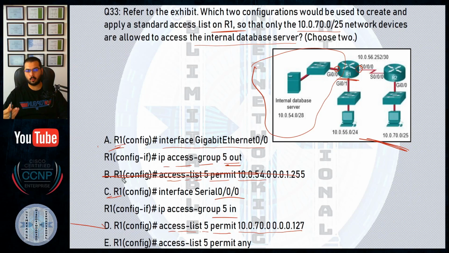Which one will you choose? I will choose the one nearer to the destination, so it will be gigabit Ethernet 0/0. So that if this network wanted to communicate with this network, it will do that freely without the delay or the question of the access list standing in its way. So gigabit Ethernet 0/0 will be better. Which one? A. So A and D for question 33.